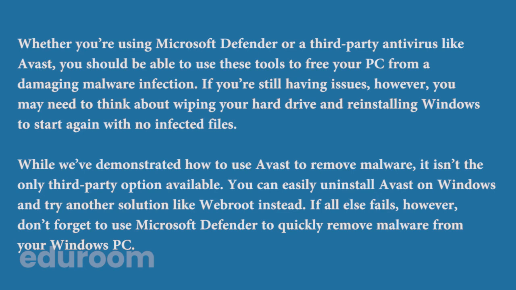While we've demonstrated how to use Avast to remove malware, it isn't the only third-party option available. You can easily uninstall Avast on Windows and try another solution like Webroot instead. If all else fails, however, don't forget to use Microsoft Defender to quickly remove malware from your Windows PC.